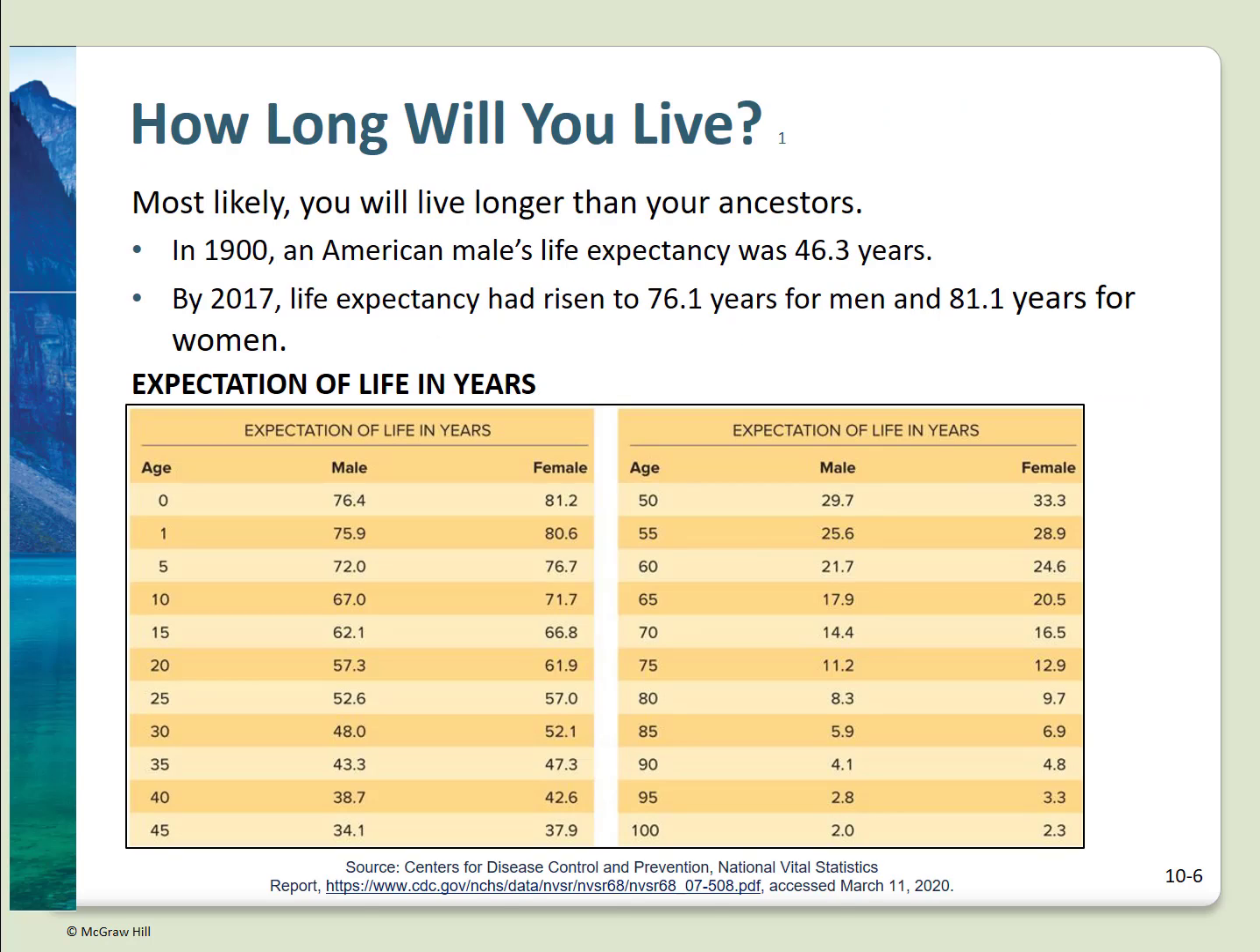Most likely, you'll live longer than your ancestors. In 1900, an American male's life expectancy was 46.3 years. In 2017, a male was expected to live until 76.1, a female until 81.1. As has always been the case, females tend to outlive males. For instance, a 30-year-old woman can be expected to live another 52.1 years.